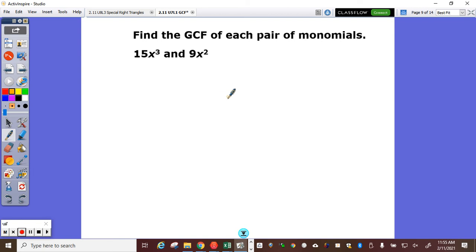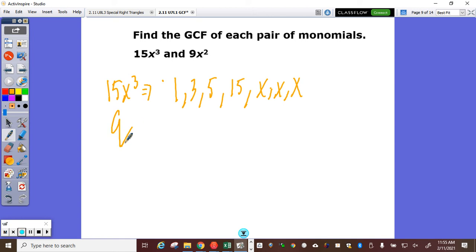So, let's introduce some variables now. Now, this really isn't that hard. Let's just do this the long way at first. So 15x to the third, if I was to list the factors out of this, I would have 1, 3, 5, 15, x, x, and x. Those are my factors. Okay? And then if I did 9x squared, we would have 1, 3, 9, x, and x.